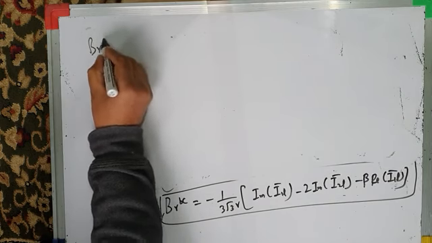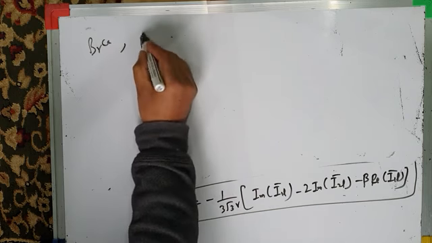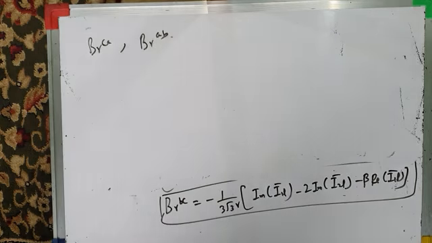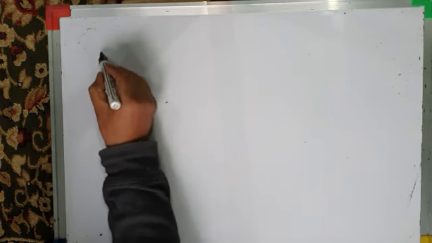You will get B gamma CA. And finally, you will get B gamma AB. Let me now give you all the three values after complete mathematical derivation. Let me give you the three values of these susceptances, compensator susceptances.